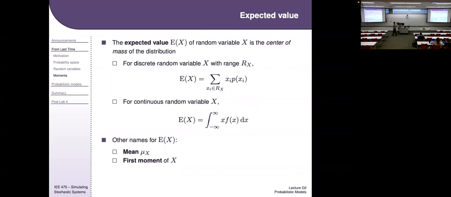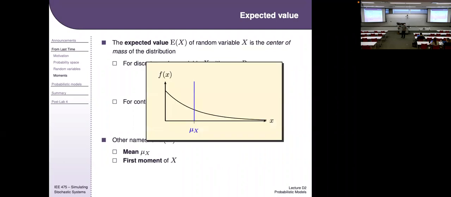Similarly here, if I have a complex object like a table that exists everywhere, then if I want to know the table's center of mass, I can integrate under this, which is the table's density times the position of that point from the end of the table. And that gives me the center of mass of that table. So other names for the expected value are the mean or the first moment.